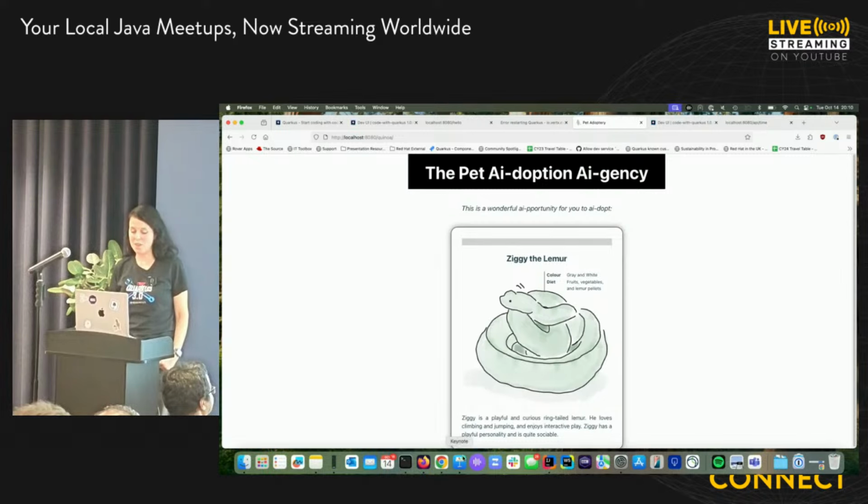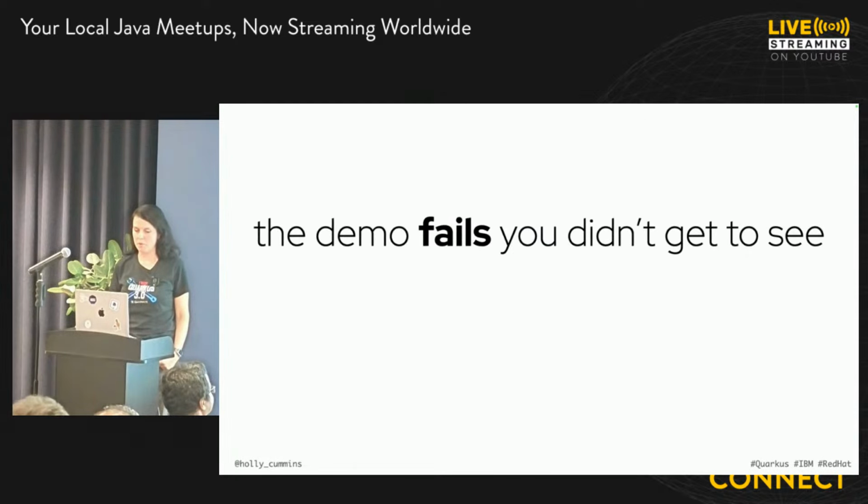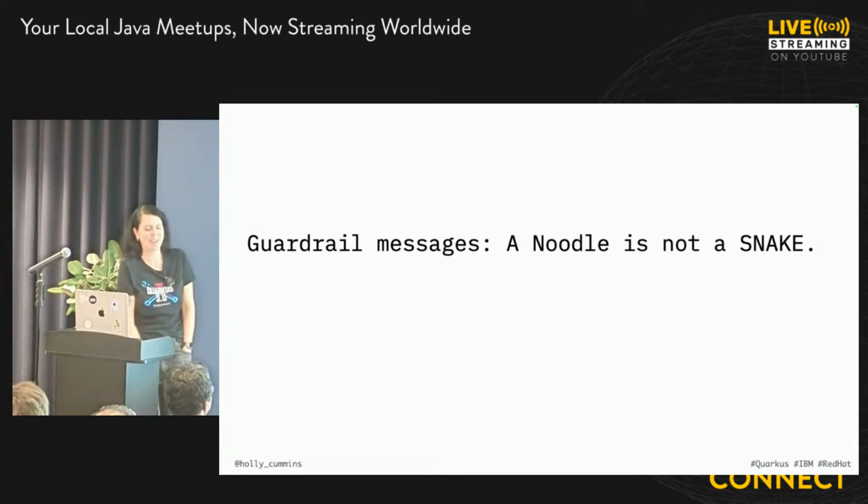But I think with that, I will stop doing the coding because I know we're pretty much at time. I just want to show you, I had a guardrail, and at one point I got the parameter name wrong. So I passed in the pet's name rather than the pet's type, and I got "a noodle is not a snake." And it's this kind of stuff that we are computer programmers for.